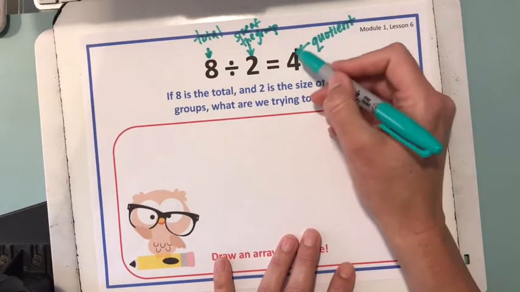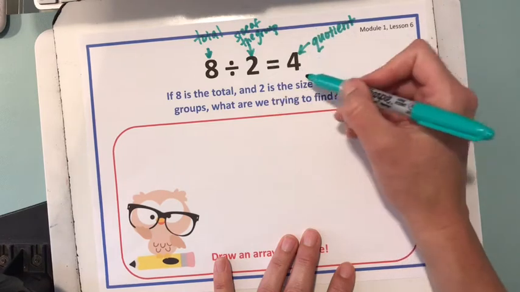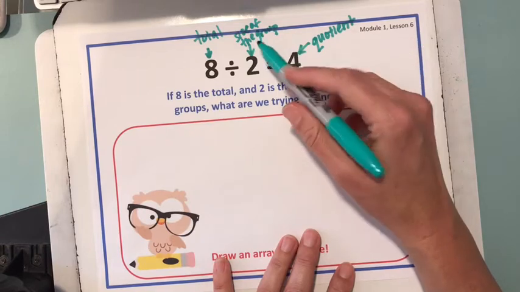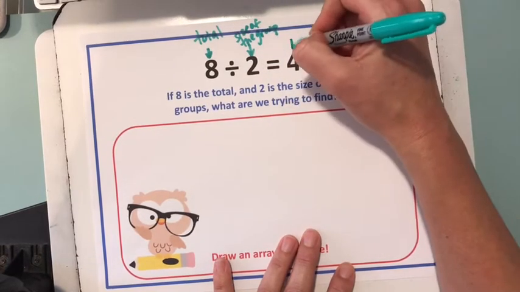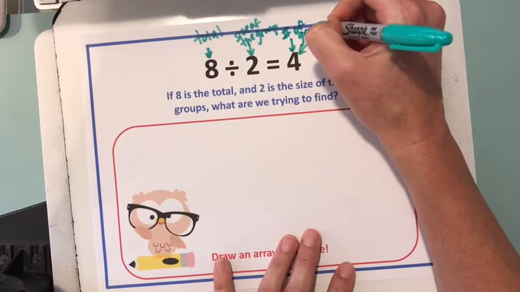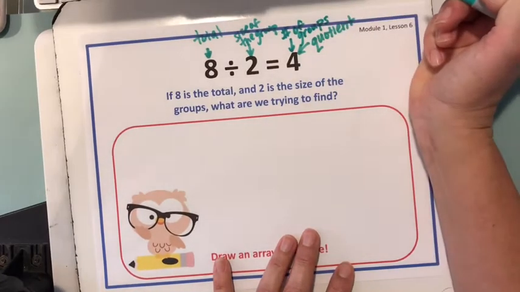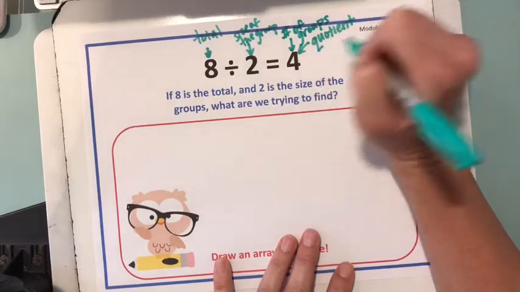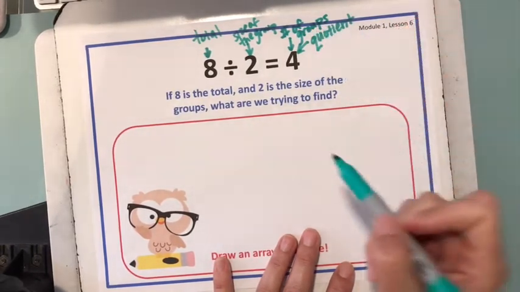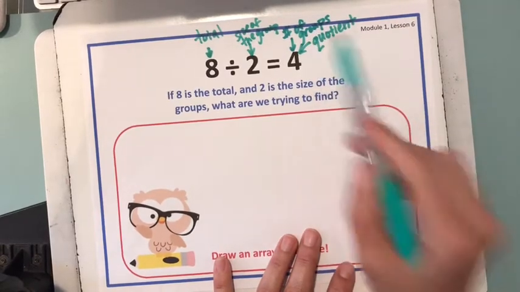So what is this? If we know the size of the group, what is this for? What does that represent? Oh, you know what? Since we know the size of the group, this must be the number of groups or the number of rows. Remember, rows and groups, same thing. So that is what we are trying to find, the number of groups.